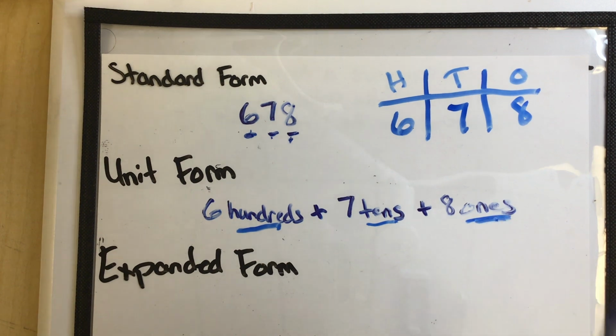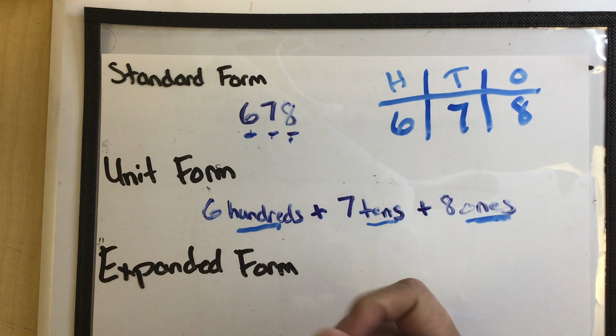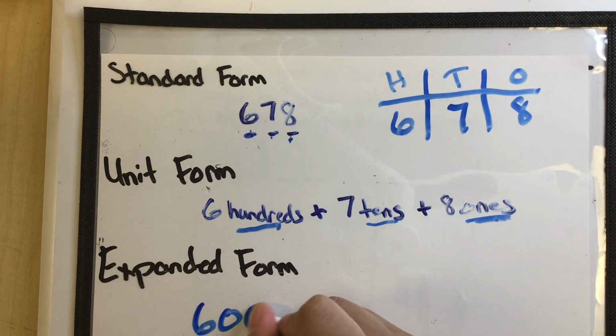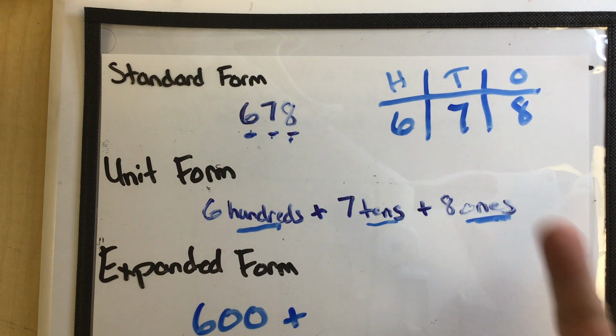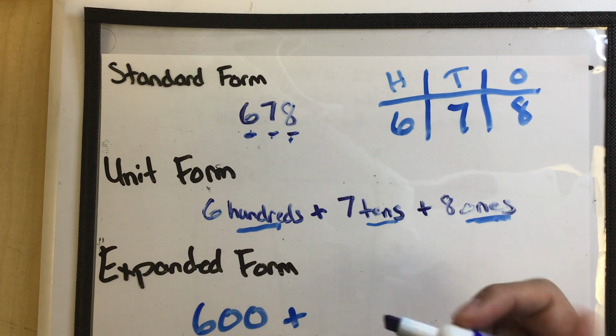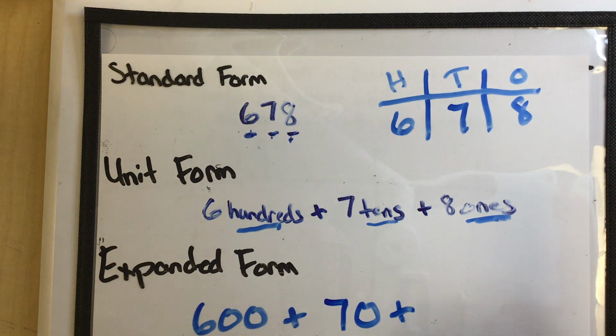We're writing our units. Now, expanded form. We are going to expand the unit form into a numerical value. So we have 6 hundreds. If we count 6 hundreds, that's 100, 200, 300, 400, 500, 600. So that would be written out as 600, plus, then we have 7 tens. Let's count 7 tens: 10, 20, 30, 40, 50, 60, 70. Plus 70. And 8 ones is just 1, 2, 3, 4, 5, 6, 7, 8. Is 8.